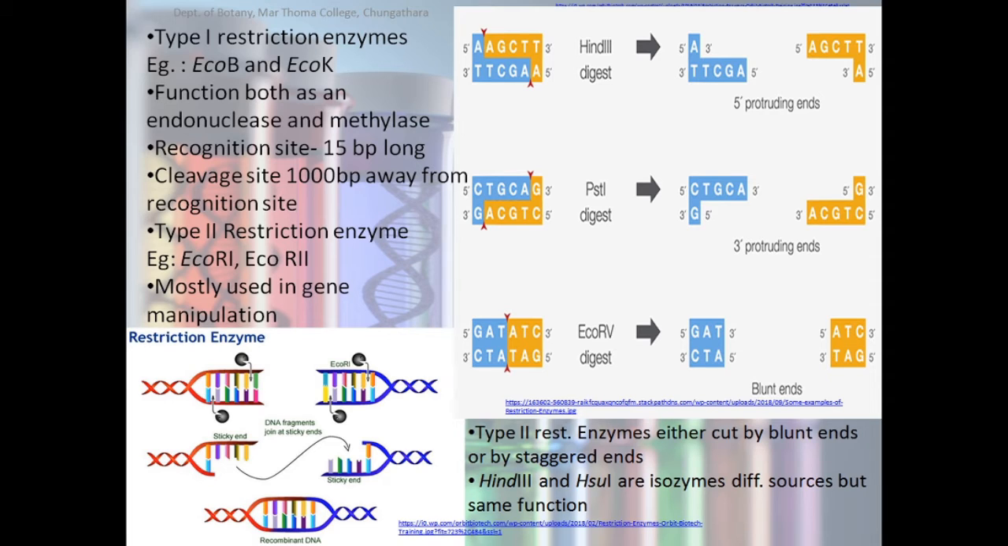The second type, type 2 restriction enzymes, examples of them are EcoR1 and EcoR2. It was this EcoR1 which was identified by the 3 scientists mentioned earlier. So that was the first ever discovered restriction enzyme. These type 2 restriction enzymes are commonly used in gene manipulation. They either cut by blunt ends or by staggered ends.